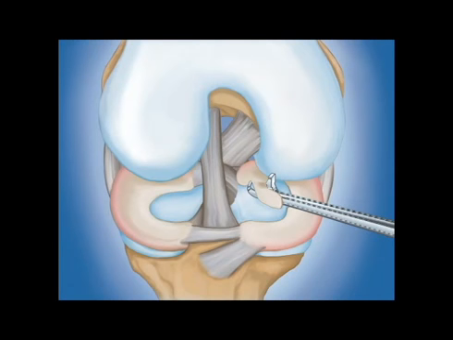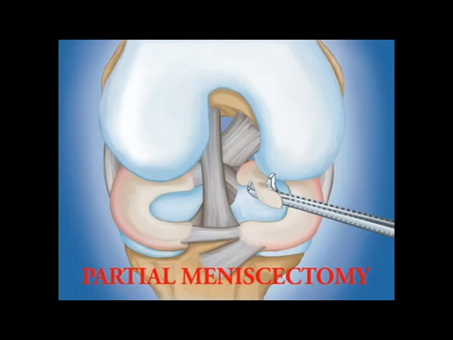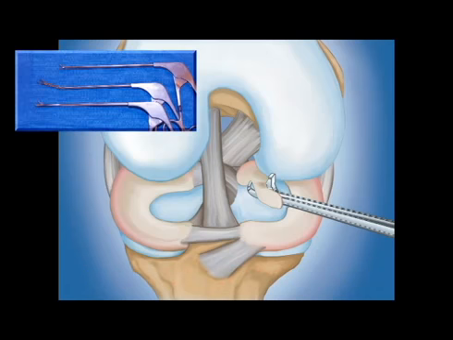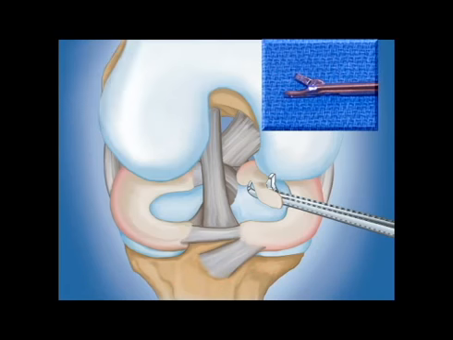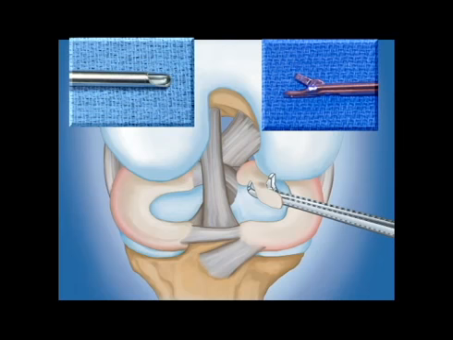Most often, the surgical procedure is arthroscopic partial meniscectomy, removal of the torn part of the meniscus. This is done with a combination of small instruments called punches and motorized instruments with suction called shavers.